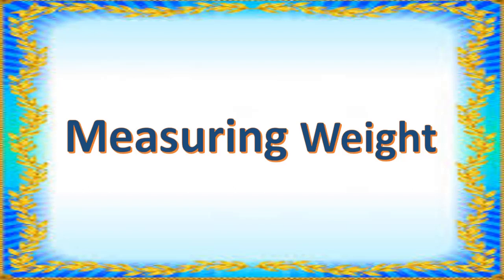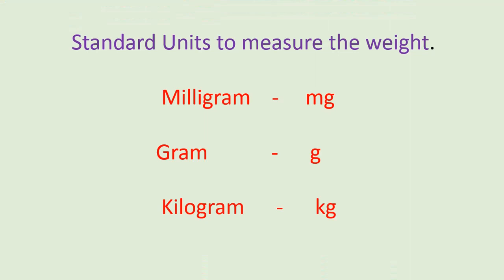Measuring weight. Standard units to measure weight: milligram, gram, kilogram. We can write them in short form: milligram, mg; gram, g; kilogram, kg. Milligram is the smallest unit to measure weight, and kilogram is the biggest unit.